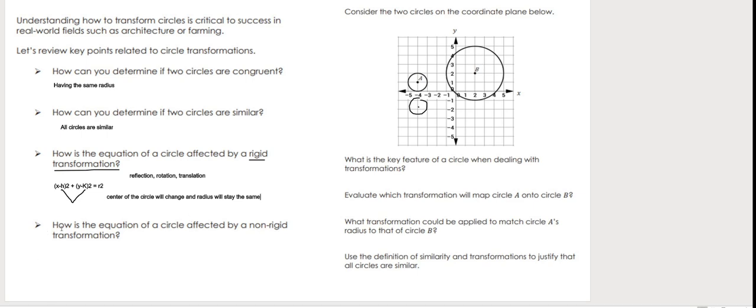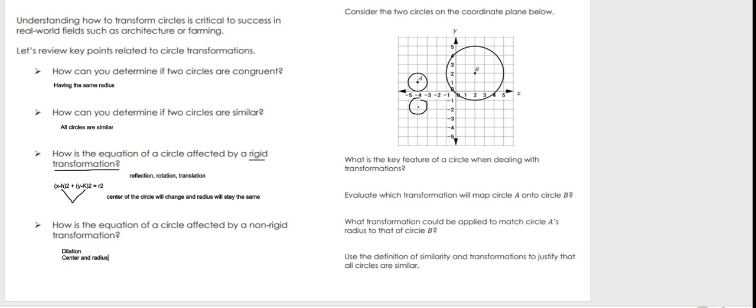The next question says, how is the equation of a circle affected by a non-rigid transformation? Remember, the non-rigid in this case is dilation. The way that it will be affected is the radius will change, and the location of the center and radius could change to a different size, because the size will change, so the radius is being affected now.